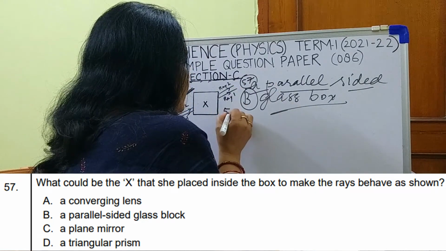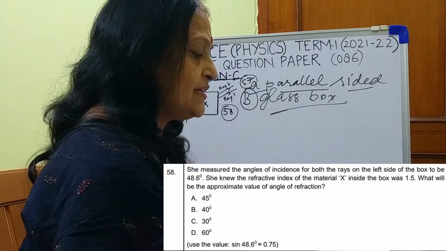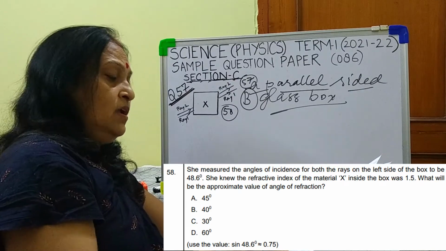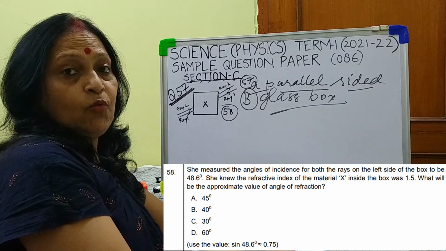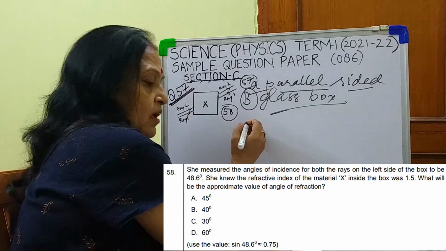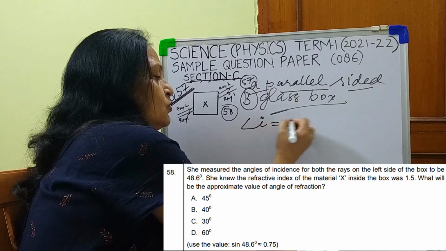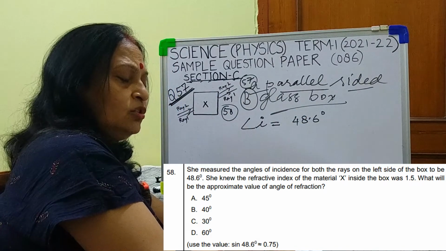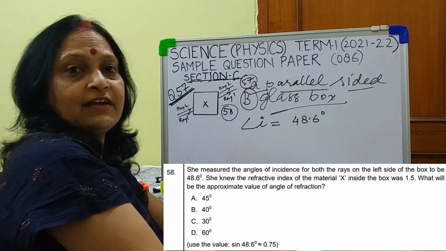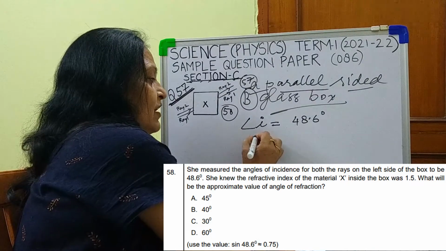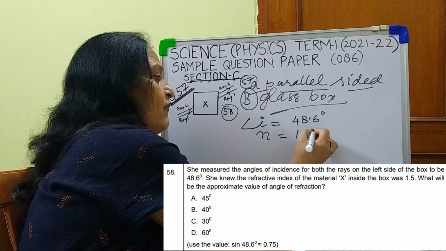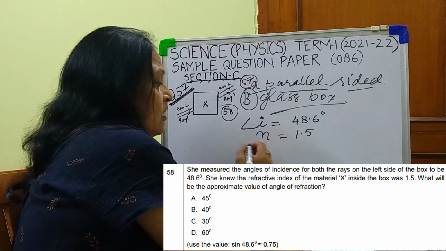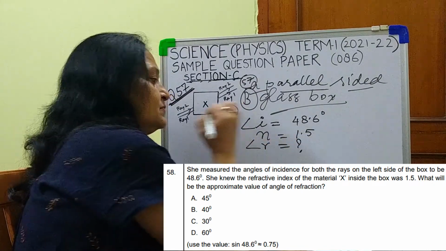Now for question number 58. She measured the angles of incidence for both the rays on the left side of the box to be 48.6 degree. That is angle i equal to 48.6 degree. And she knew the refractive index of the material X inside the box was 1.5. So n is given as 1.5. What will be the approximate value of angle of refraction? Here you have to work out angle r.